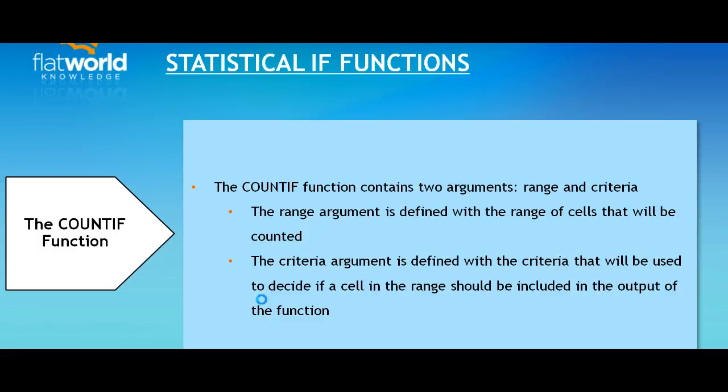Understanding the range, that's just the specific cells that you want to count. The criteria is going to be the argument that you define. What is your goal? What are you going to decide that if a cell in the range should be included in the output? Very important. The range argument is going to be important, and the criteria argument is going to be important. And knowing which information to provide in each cell is very important to get the correct output.